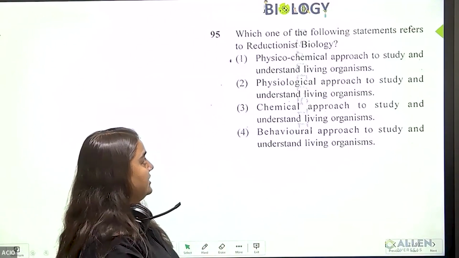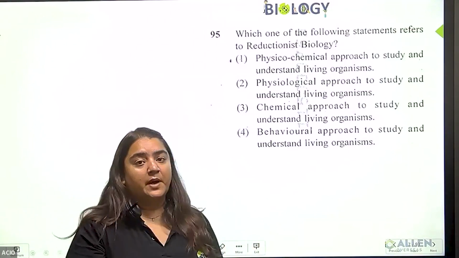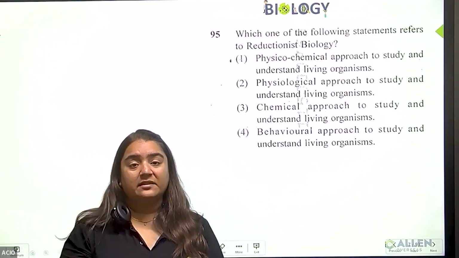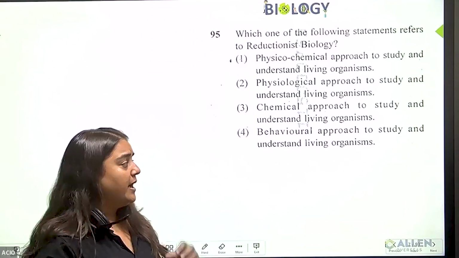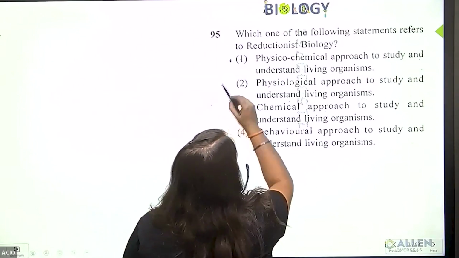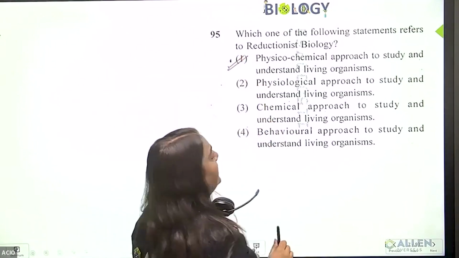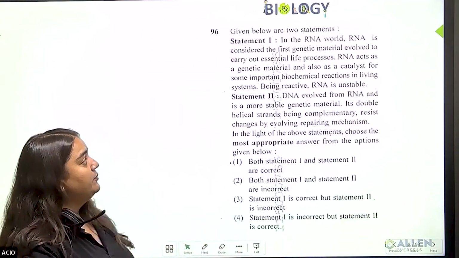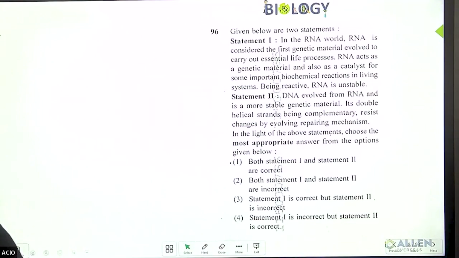Which of the following statements refers to reductionist biology? This is the first introduction page of your unit, Cell: The Unit of Life. Reductionist biology deals with the physico-chemical approach to study and understand living organisms. Next, we move on to the two statements given below.